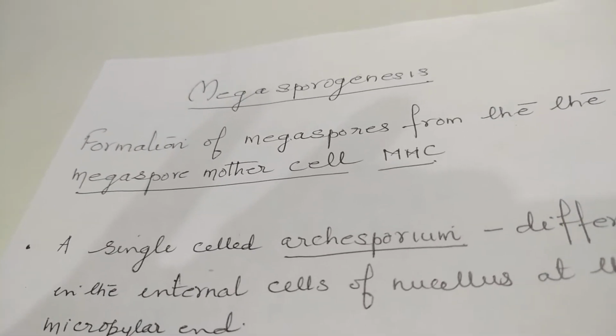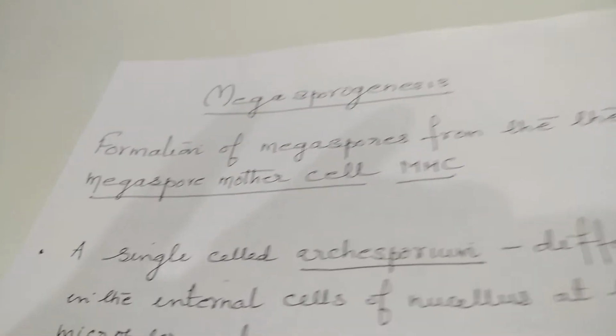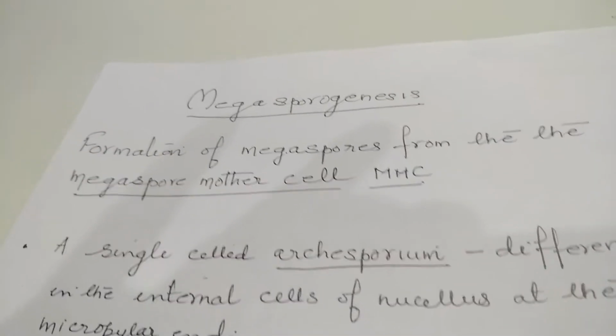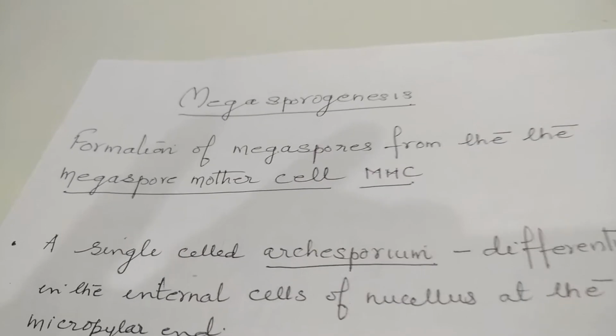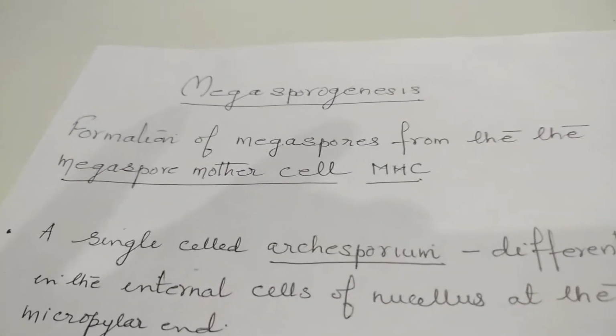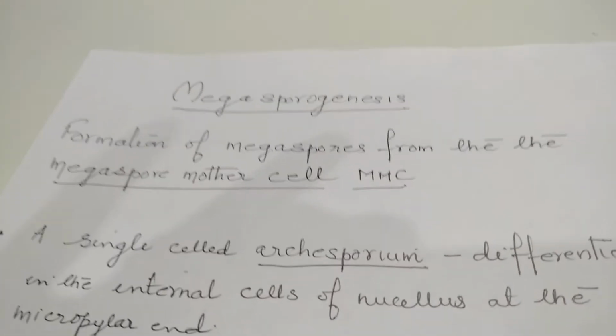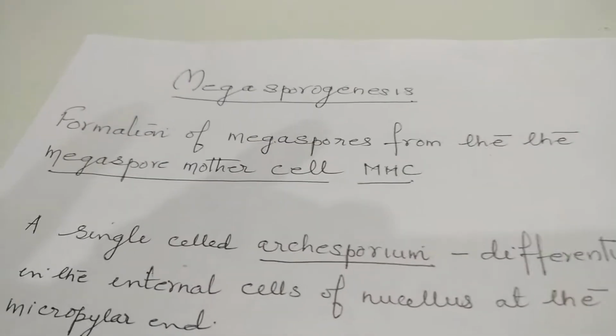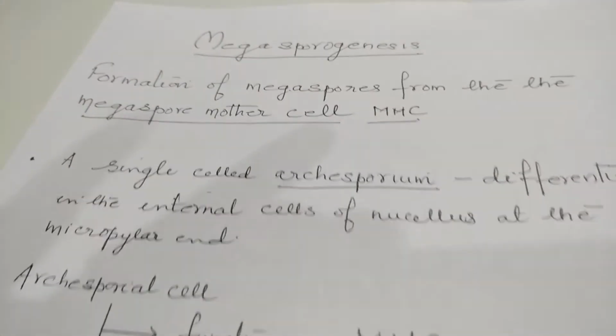Today we are going to discuss megasporogenesis. What is it? It is the formation of megaspores from the megaspore mother cells. We have already seen the structure of the ovule and its parts. Now let us see how these megaspores are formed.